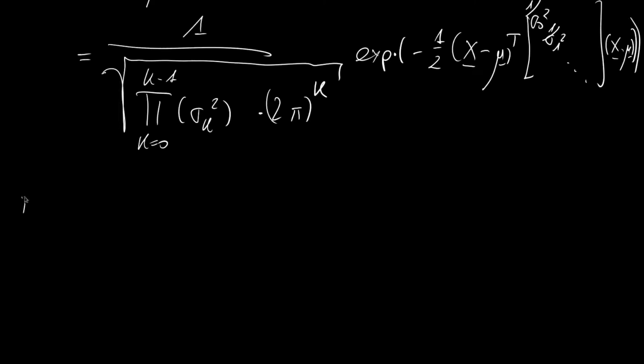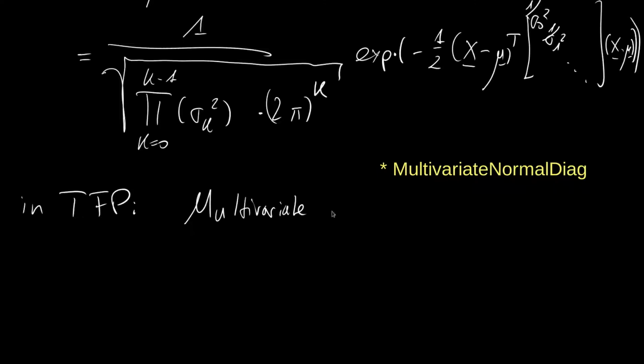Well, how does it look in TensorFlow Probability? Here again, we don't define it by variances, but by standard deviations. So it is called MultivariateNormalDiag, but it uses the scale diagonal.